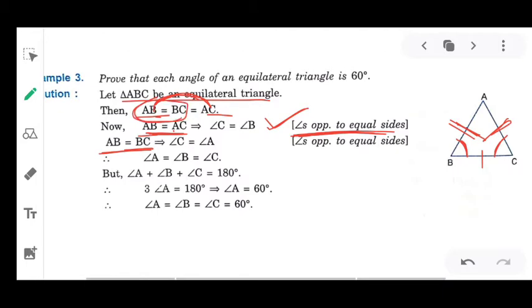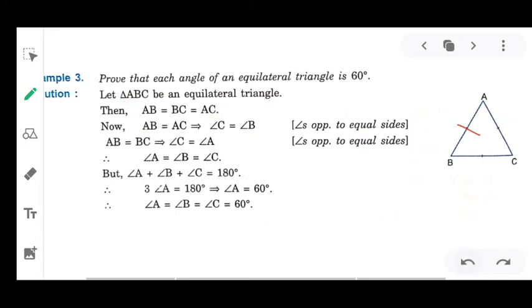From here you can write AB equals to BC. Now the angles opposite to these two sides are angle A and angle C. So you can write angle C equals to angle A, because these are the angles opposite to equal sides, and angles opposite to equal sides are always equal.